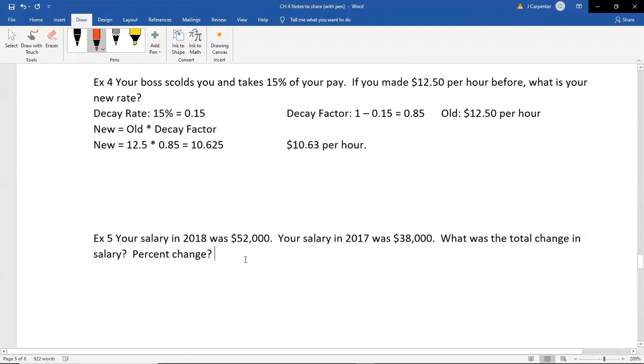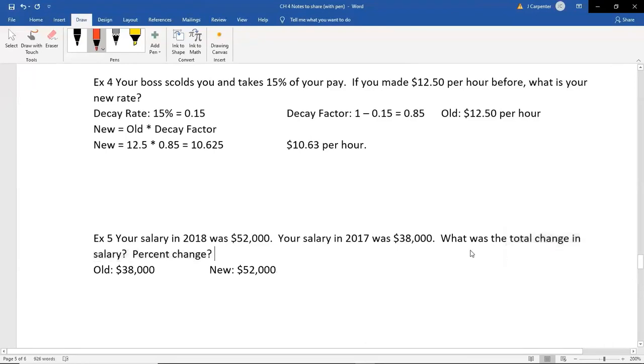All right, so salary in 2018, salary in 2017. I don't see any percents. I don't see any growth or decay rates. I see old and new. So the old value was the 38,000. The new value is the 52,000. We are not asked to find a new value or an old value because we already have them. Why would you ask that question? There they are. What we're instead asked to find is the total change and the percent change.